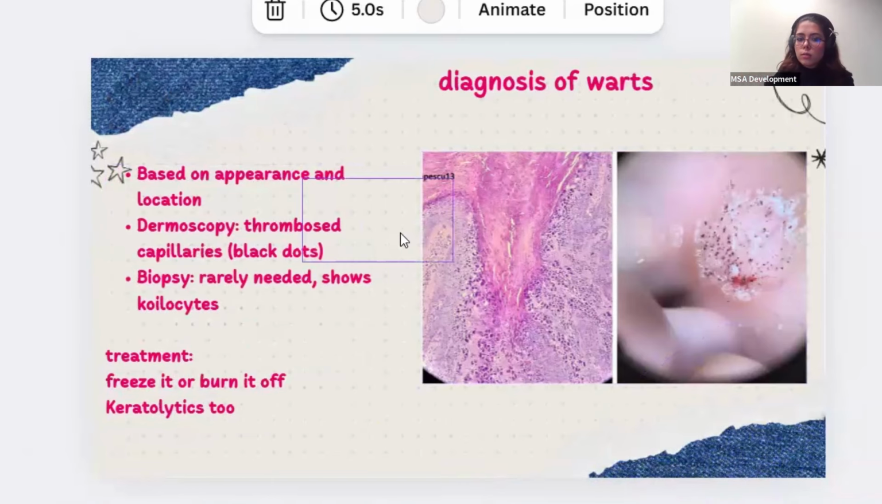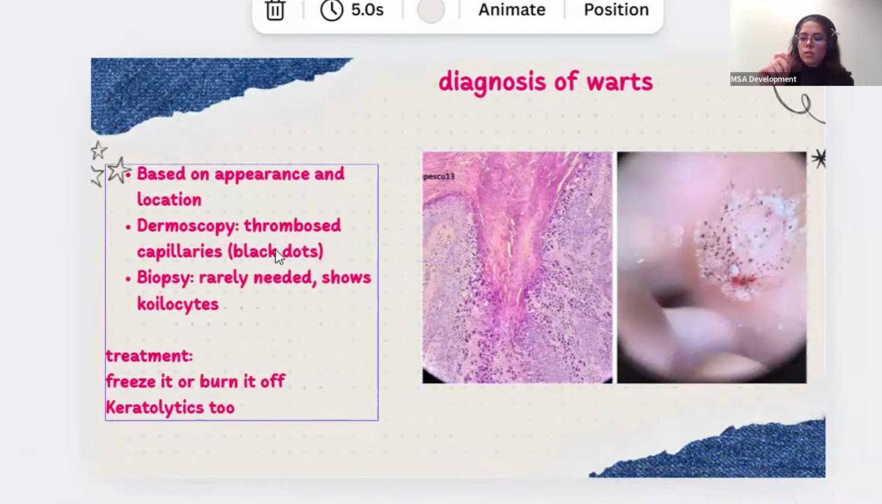Dermoscopy, you look at it under a magnifier. Dermoscopy uses a specific lens that dermatologists use to get a deeper look into it. You see thrombosed capillaries, which are like black dots. Biopsy is rarely needed and shows koilocytes. Okay, freeze it or burn it off. Keratolytics also work.